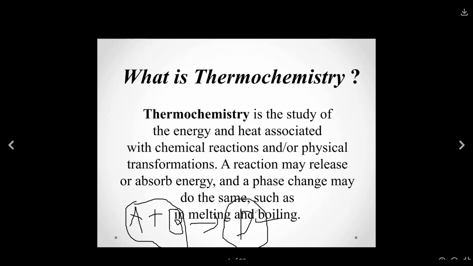So what I want us to understand is that thermochemistry can be in physical transformations, that is the change of physical state, solid to liquid or gas, or in a case where we have a chemical reaction. So it means that it can occur both in physical states and also in chemical changes. So that is thermodynamics. It's a study of heat changes, or in another way, energy changes.